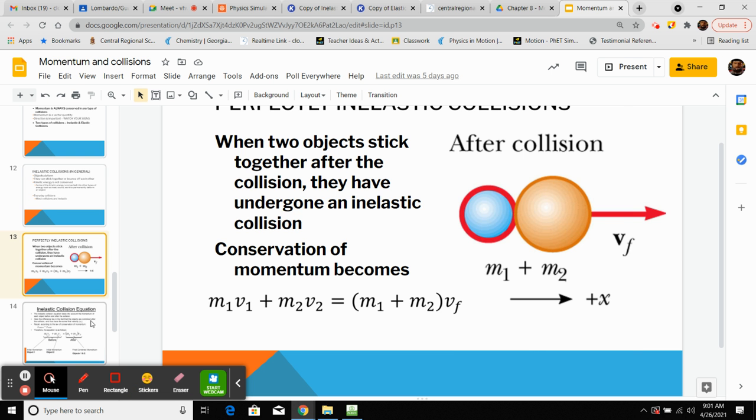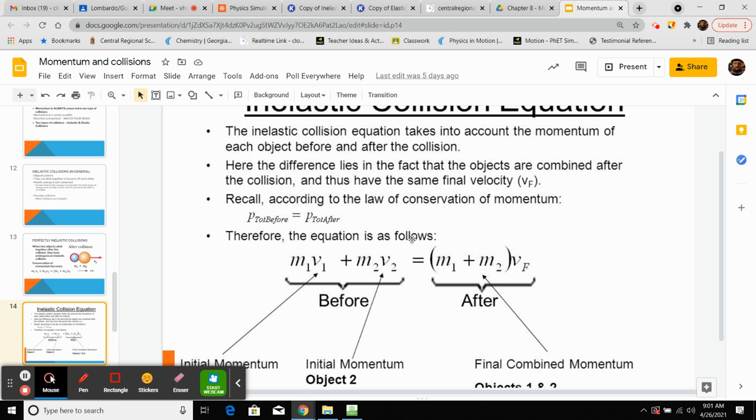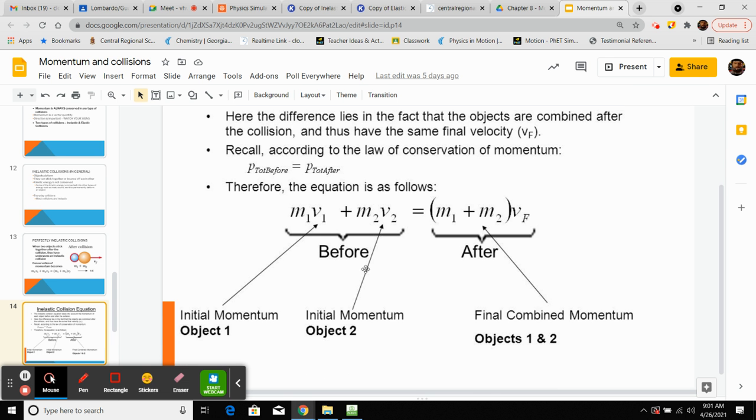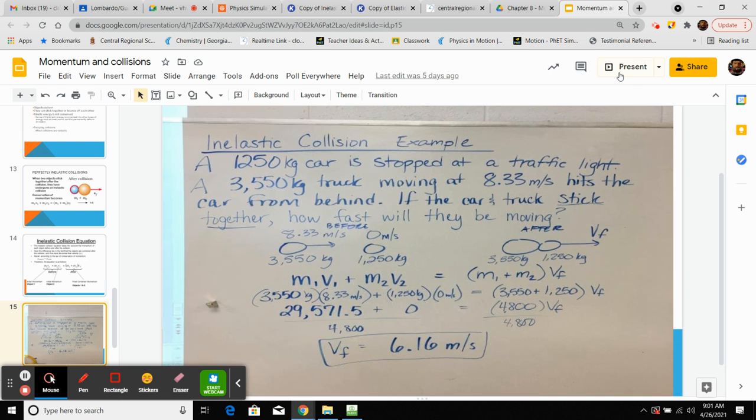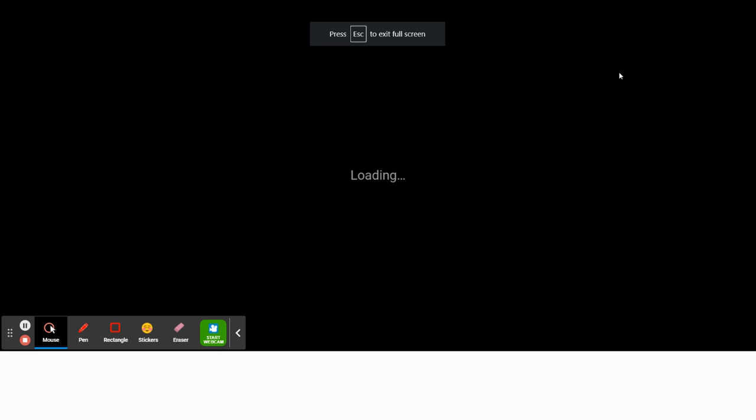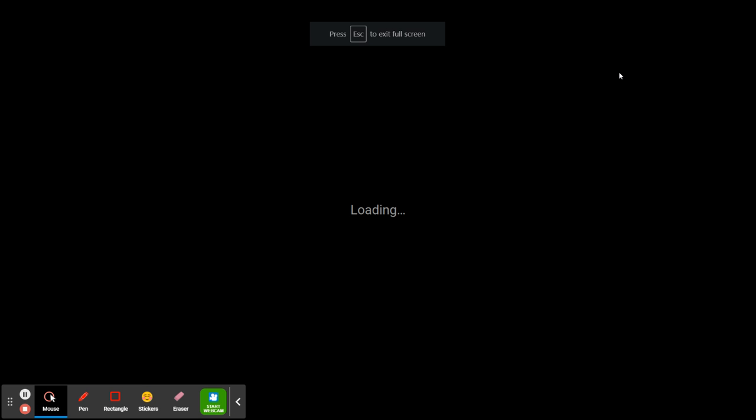So we're going to take a look at something like that in a second. In this, it kind of explains the momentum of the first object before and the second one afterwards. Here is an example problem.